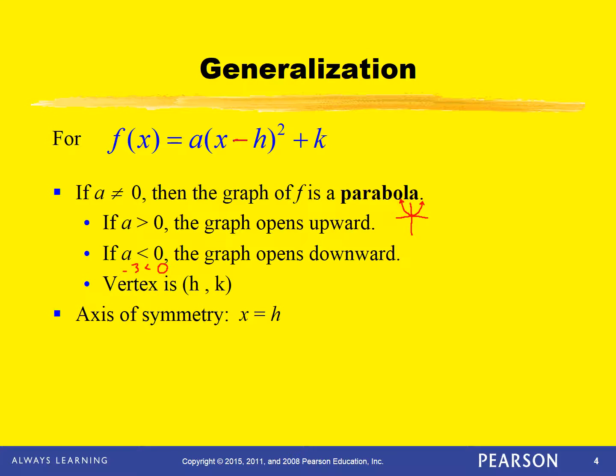The axis of symmetry is the line x equals h. This is the vertical line that determines the left-right symmetry of the parabola. A parabola is always symmetric about its axis, and since it has to go right through the vertex, the vertical line that determines that symmetry has to go right through the vertex (h, k), so it has to be the line with equation x equals h.